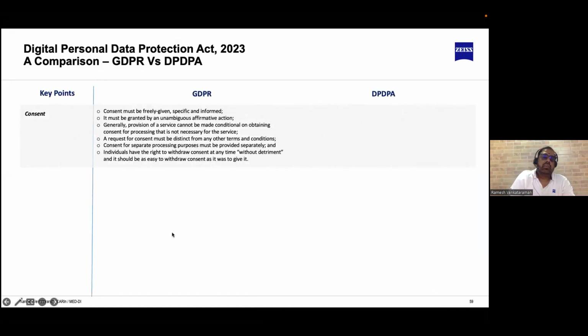Consent. In GDPR, we had talked about consent needing to be freely given. It needs to be specific for that purpose. It needs to be informed, that is the privacy notice, right? We need to be very, very clear. It must be granted by an unambiguous and affirmative action, right? Generally, provision of the service cannot be made conditional on obtaining consent for processing that's not necessary for the service. We talked about it. Same here.